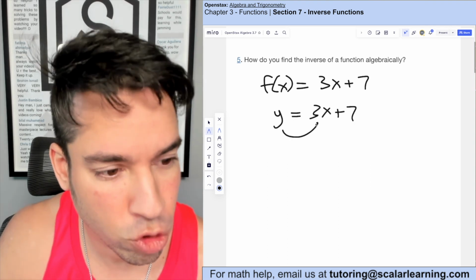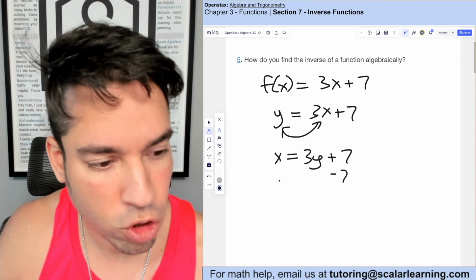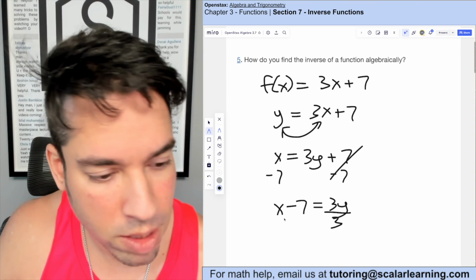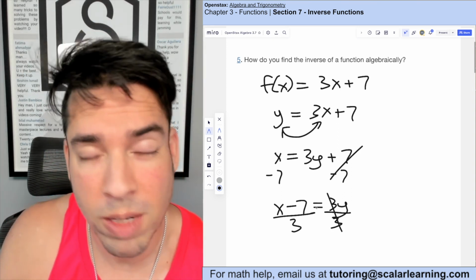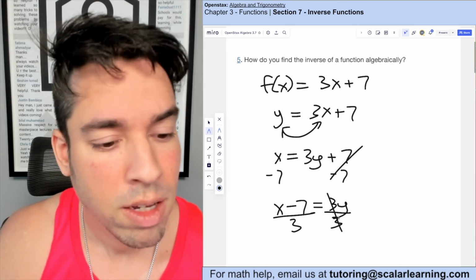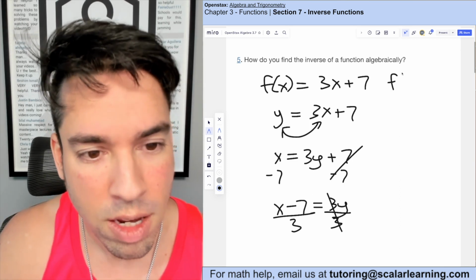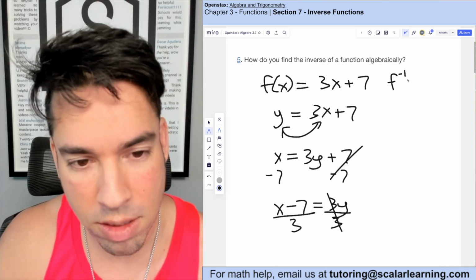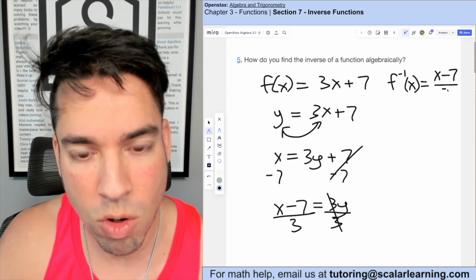Now I'm going to swap the x and the y. And now we're going to isolate y. I'm going to subtract 7, and then divide by 3 to isolate that y. So now I have y equals (x minus 7) over 3. To write this in the correct format, that y is the inverse of function f. So it is f inverse of x, written f of -1 of x, equals (x minus 7) over 3.